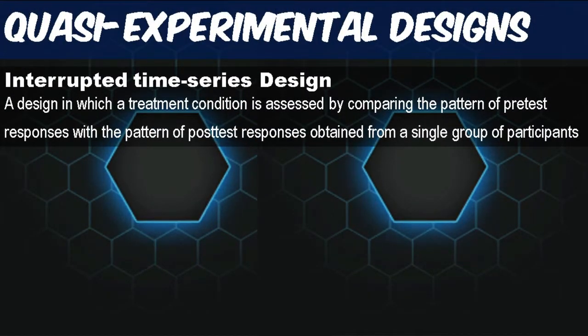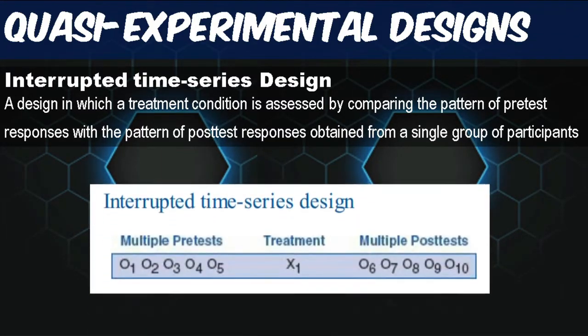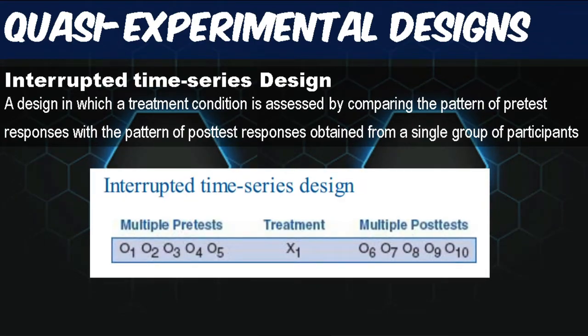Interrupted time series design. This is a design in which a treatment condition is assessed by comparing the pattern of pre-test responses with the pattern of post-test responses obtained from a single group of participants. Again, emphasis on the single group of participants. So we have one group of participants. So not all quasi-experimental designs involve a control group. It could involve only one group of participants.